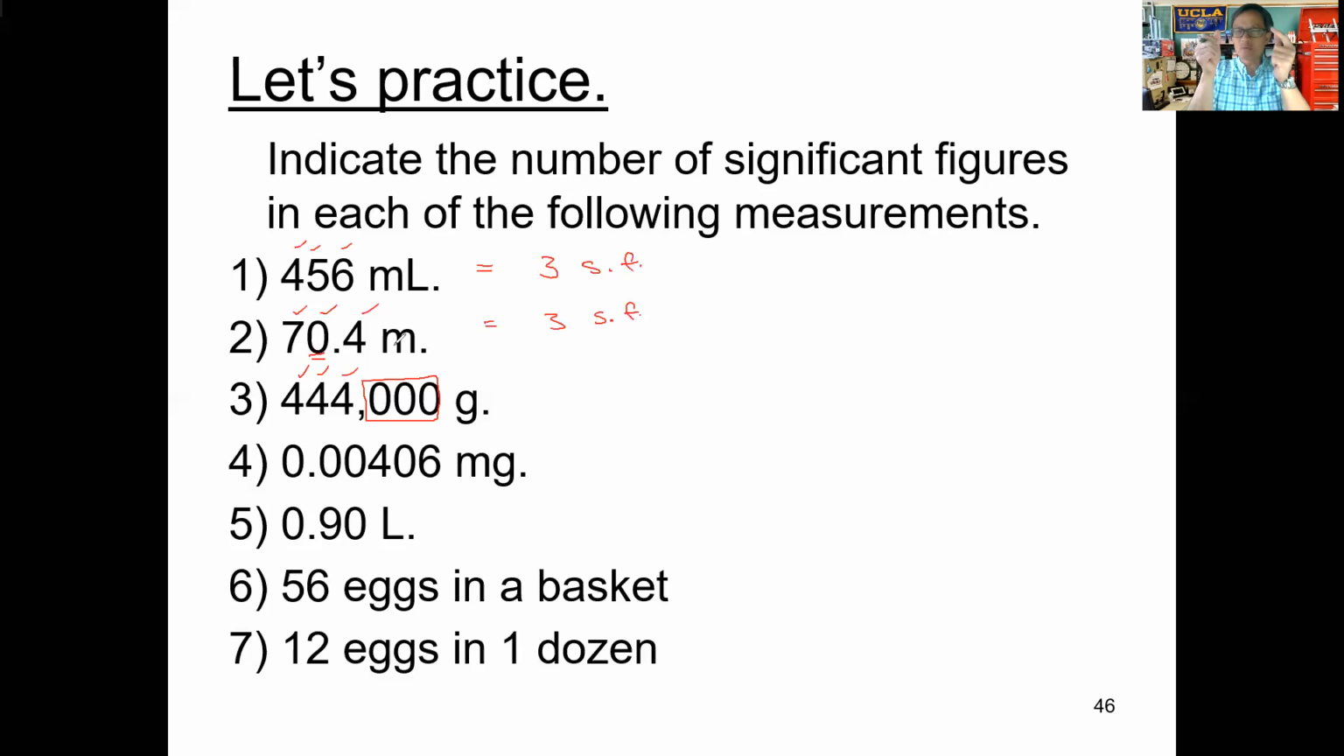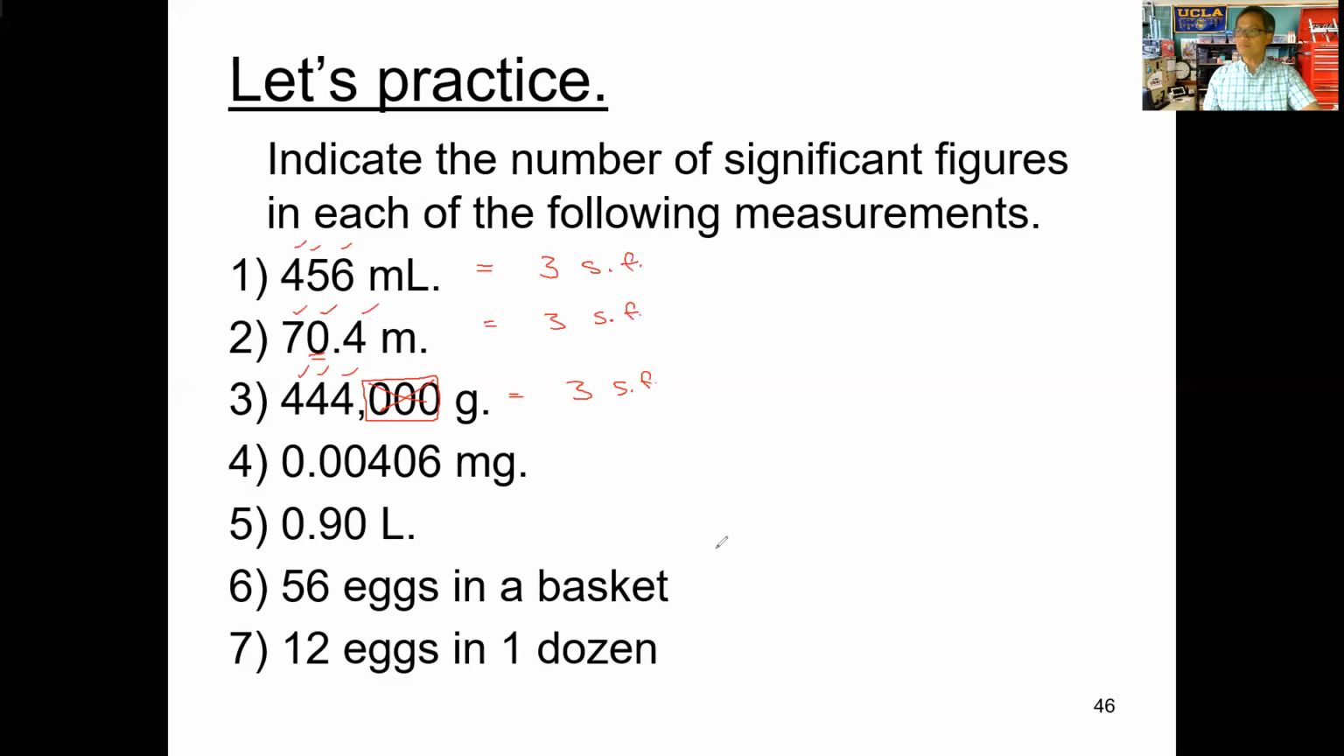Once you've identified that, you need to ask yourself, is there a decimal point that is clearly stated here, or clearly written, or is it understood? Well, in this number here, the decimal point is not written in. It is understood to be there, just to the right of this 0 here. And remember, according to rule number 5, these zeros do not count because it's ambiguous. Therefore, this number also has 3 significant figures.